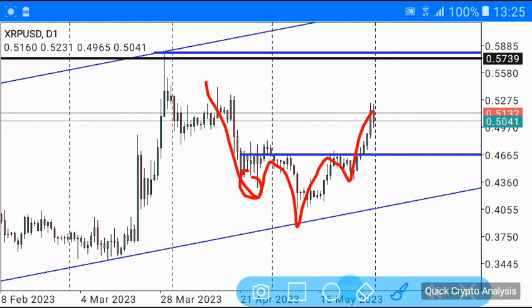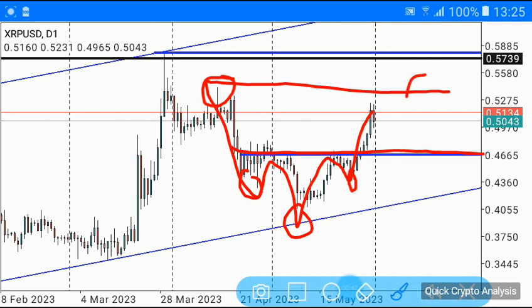pattern, with this side being the left shoulder of that pattern, this being the head, and this being the right shoulder. And we can also see that the neckline of this particular pattern is more or less at that level. Because this pattern started at this point, more or less, ideally we want to see the trend or the movement end more or less at that level.